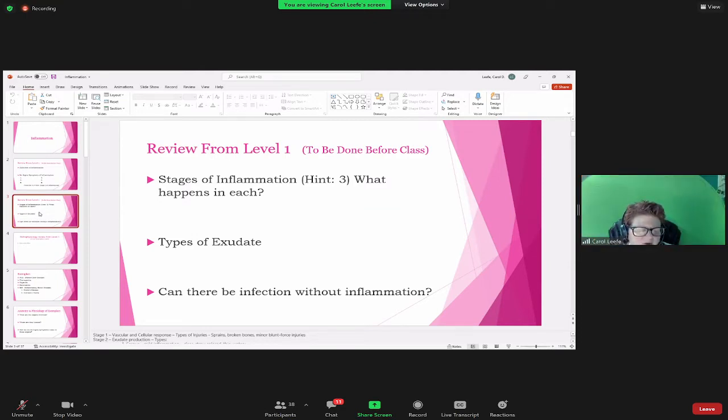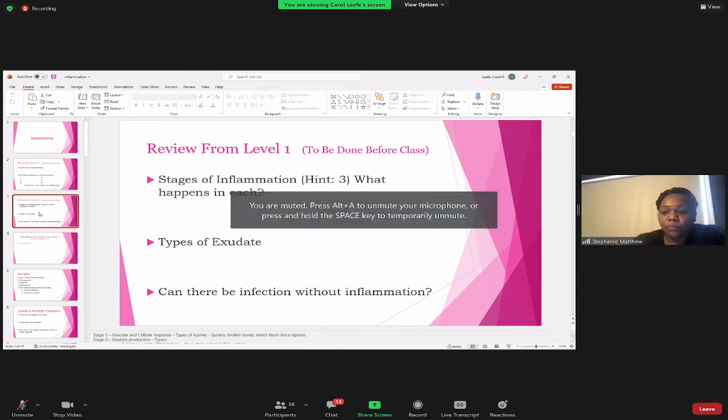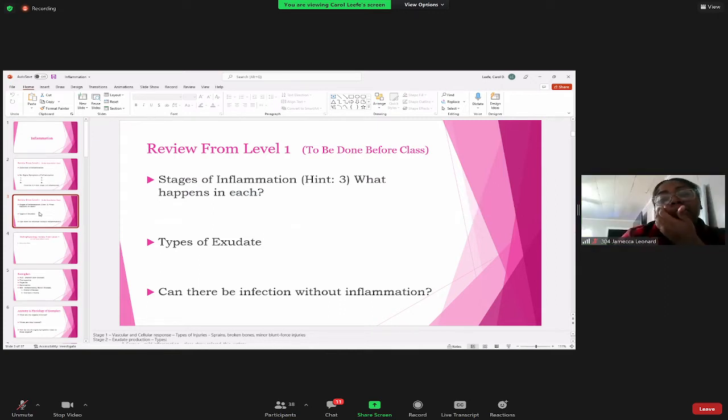So what does serous look like? Clear, watery, thin. Okay, so clear, thin, possibly like a straw colored. Okay, but you can see through it. It's clear. Okay.